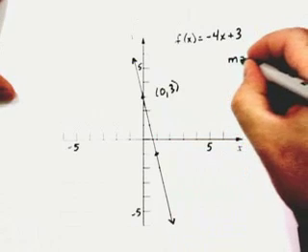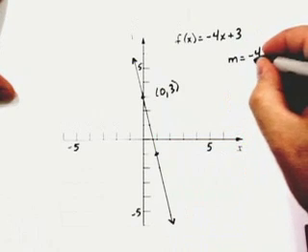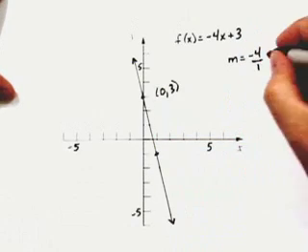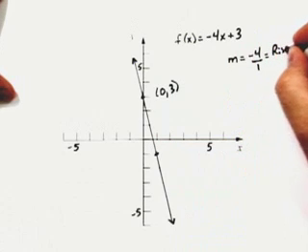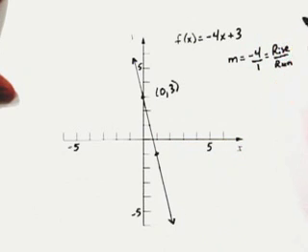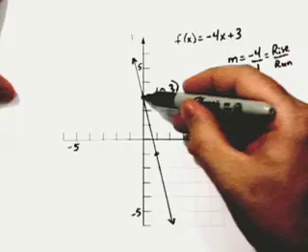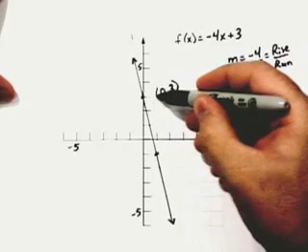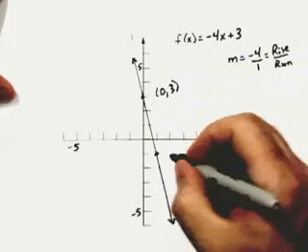We found that our slope was negative 4. We could consider that as negative 4 over 1, so we can write it as rise over run. This will allow us to get a second point that we could graph. We go 1 unit to the right, and then down 4 units on our graph. Starting at the y-intercept, go to the right 1 unit, down 4 units.